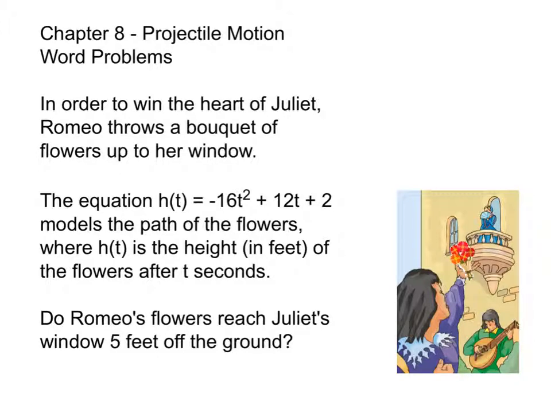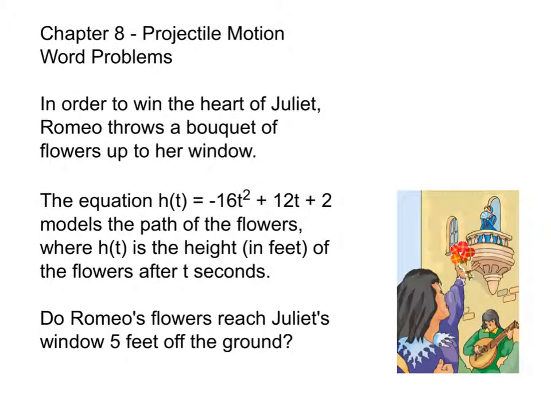In this particular scenario, we have our hero, Romeo Montague, trying to win the heart of Juliet Capulet. And so he throws a bouquet of flowers up to her window. What a romantic gesture. Now, because he's also a great mathematician, Romeo realizes that the equation h of t equals negative 16t squared plus 12t plus 2 models the path of the flowers. H of t is the height in feet of the flowers after t seconds.